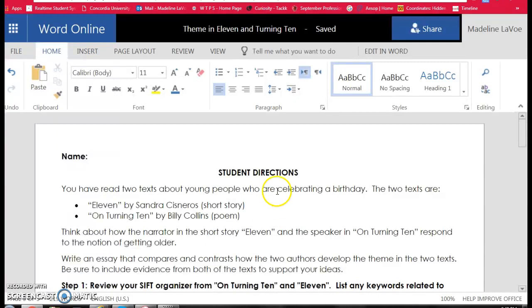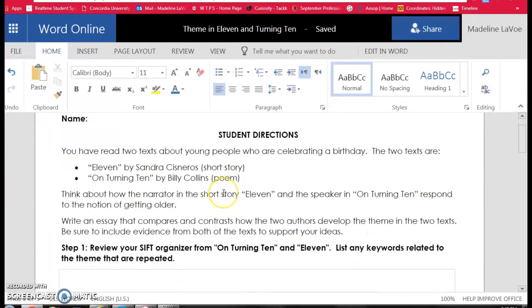So just wanted to take a minute to share our writing task. So hopefully by now you have read two texts about young people who are celebrating a birthday. Last week, hopefully you remember, we read the short story "Eleven" by Sandra Cisneros, and we also read the poem "On Turning Ten" by Billy Collins. Collins, not Columns. Sorry about that.